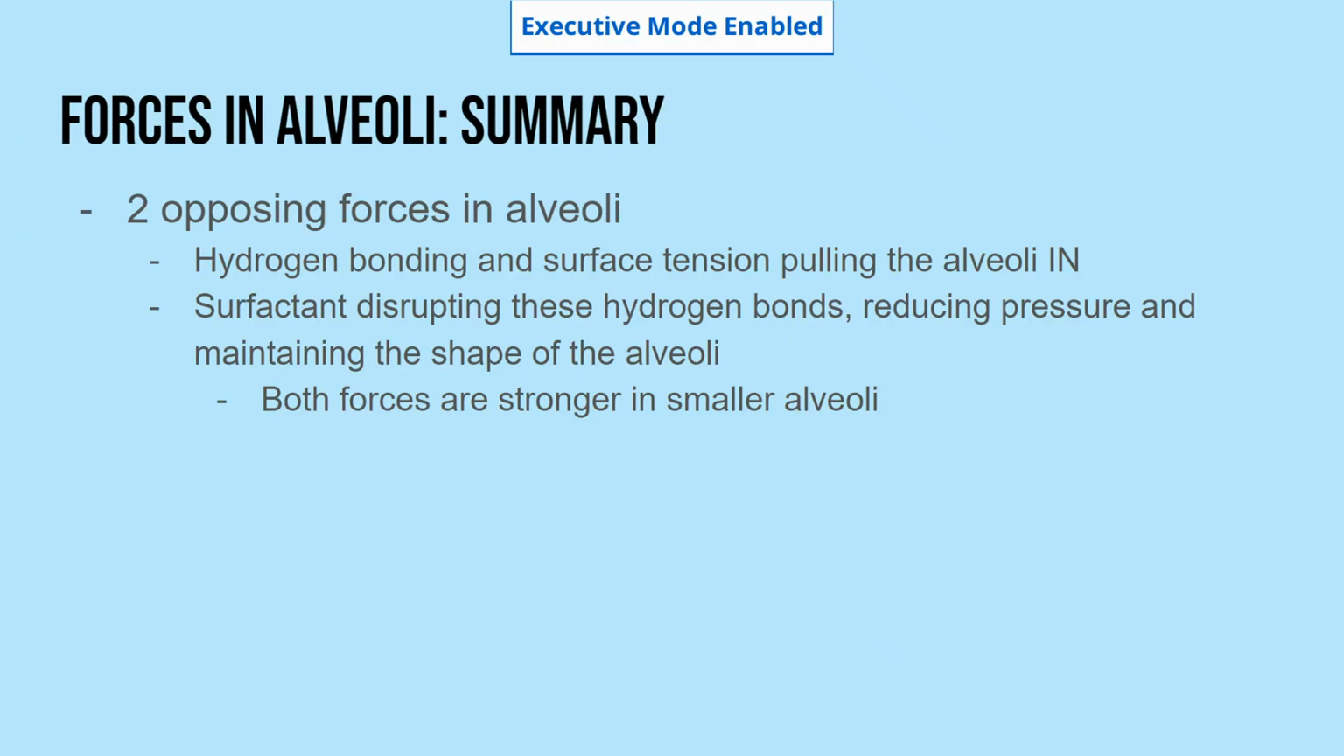So here's a summary of the two forces we just talked about. The two forces are opposing. The hydrogen bonding and surface tension from the type 1 cells pulls the alveoli in. And the surfactant disrupting the hydrogen bonds reduces pressure and maintains the shape of the alveoli by providing an outward force. And both of these forces are stronger in smaller alveoli, or have a greater influence.